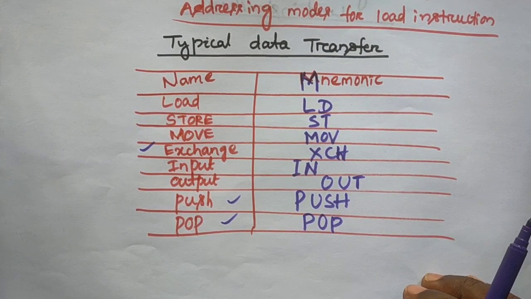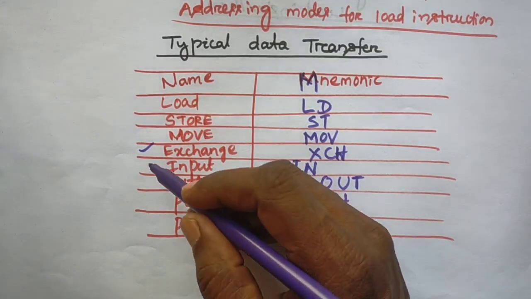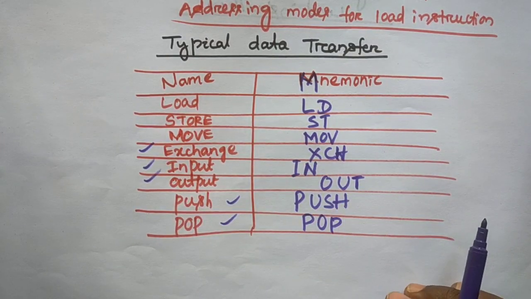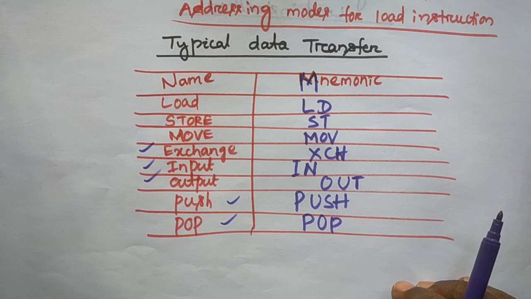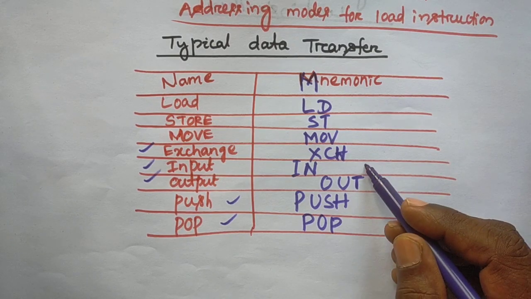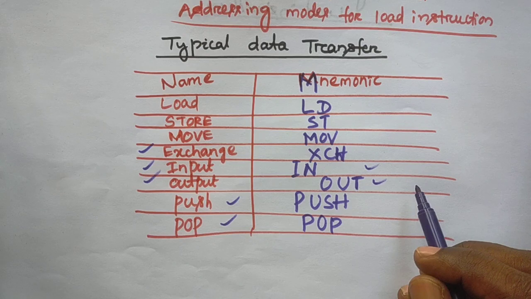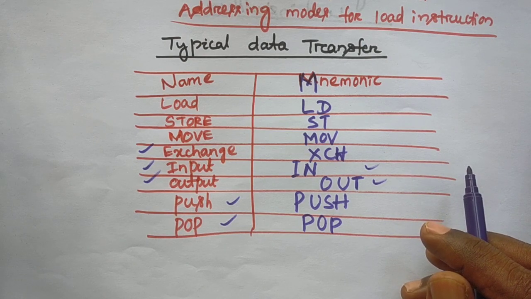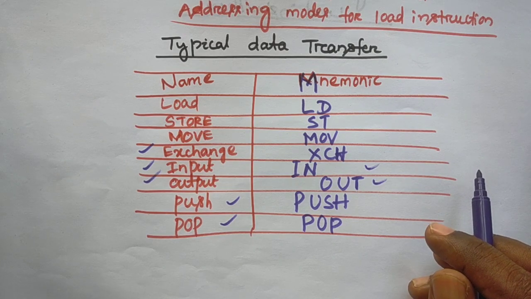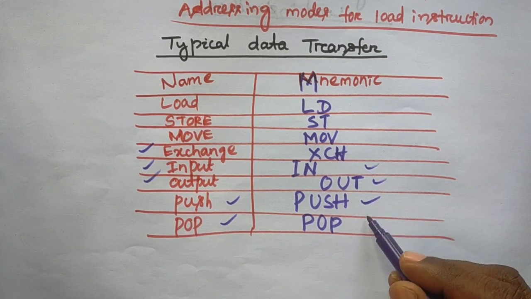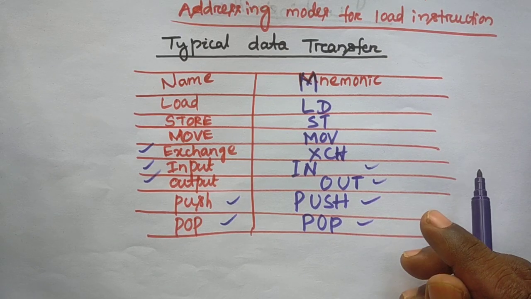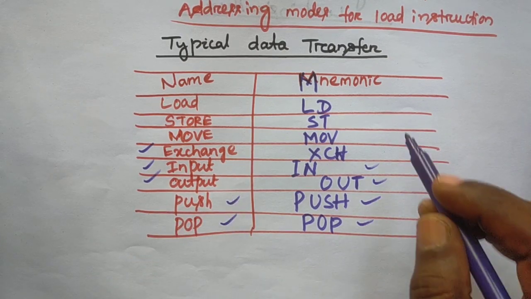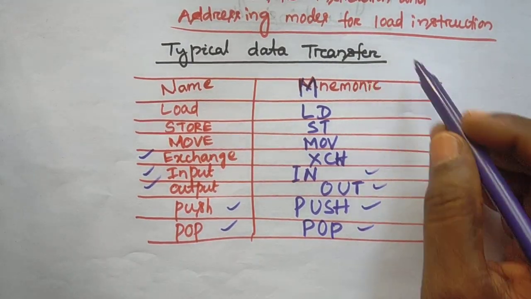And sometimes input output instructions transfer data among processor registers through different input output terminals or devices, and there the mnemonic words are in and out. Then push and pop, which I have already mentioned, are used with a memory stack or register stack. For that reason we use push and pop mnemonics. This is the typical data transfer point of view.